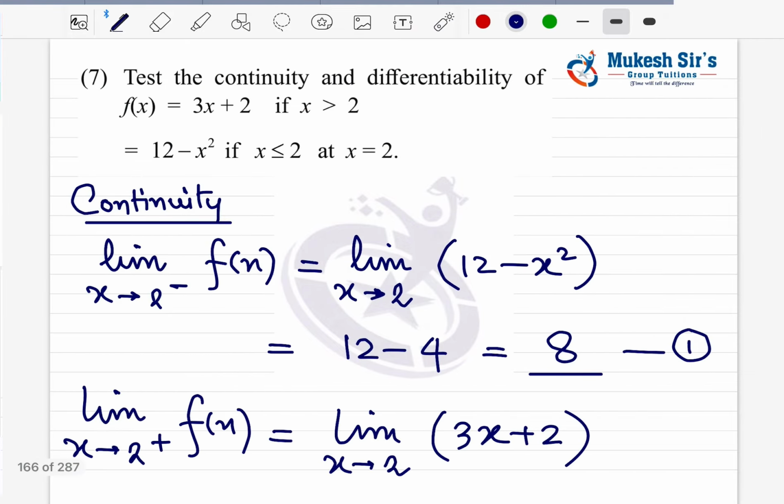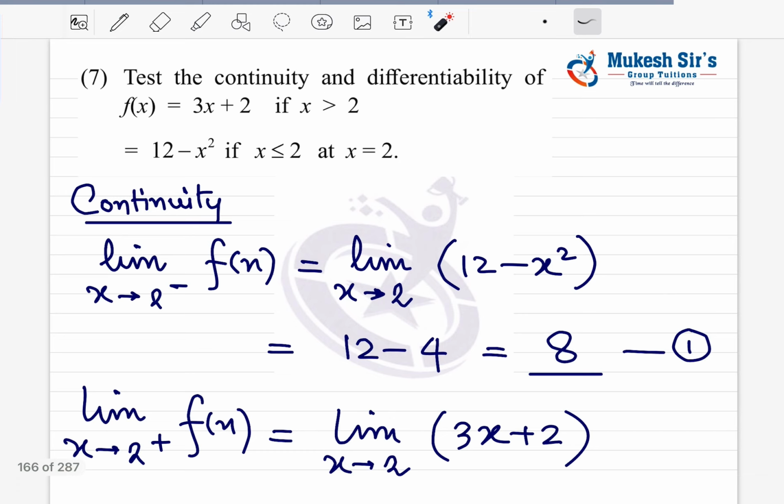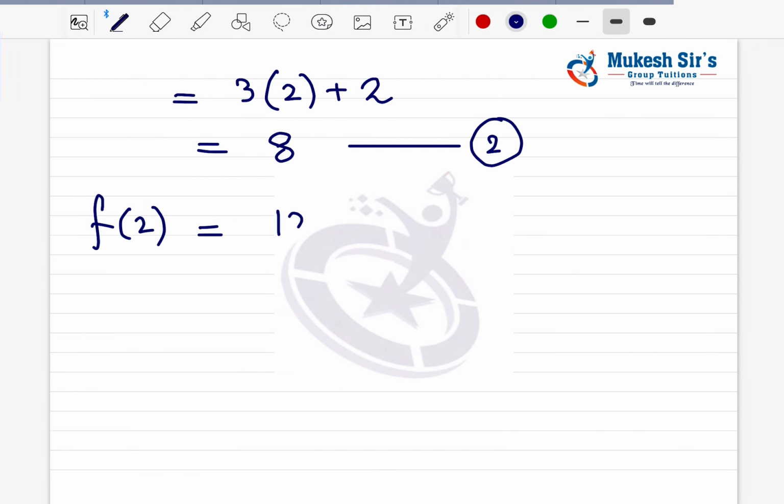Now you can find f of 2. f of 2 is the value of the function when x is equal to 2. Equal to 2 is given in which one, the first or the second? In the second, equal to 2 is given, so put the value of x as 2 in it. You will get 12 minus 2 square. 12 minus x square, you can put the value of x as 2 here. 12 minus 2 square, 12 minus 4, that's equal to 8.